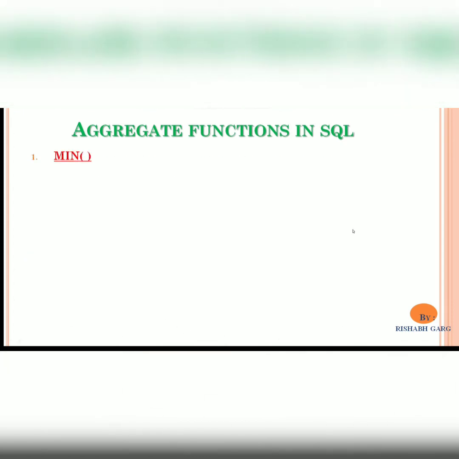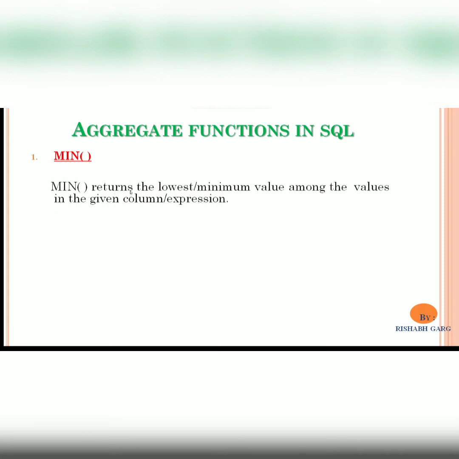Number 1, min function. The min function returns the lowest or minimum value among the values in the given column or expression. For using the min function, we will use the following syntax. First, we will write the select statement. After that, we will use the min function. Then after, we will write the column name as an argument. After that, we will use a from keyword. Then after, we will use table name, and at last we will write the semicolon for terminating our command.